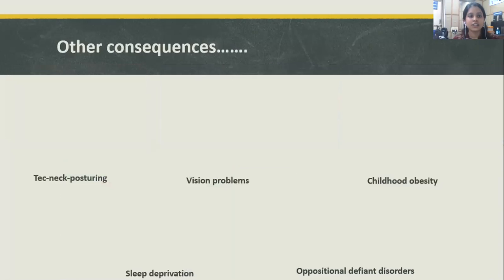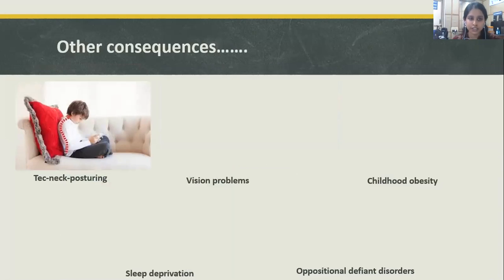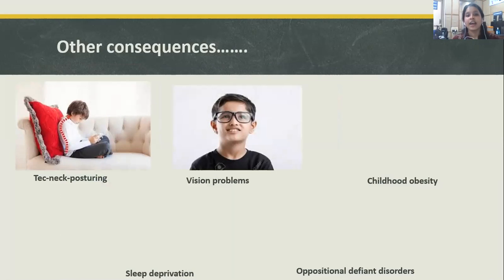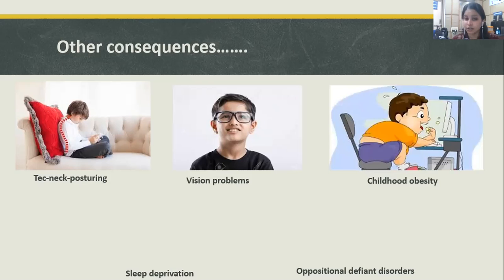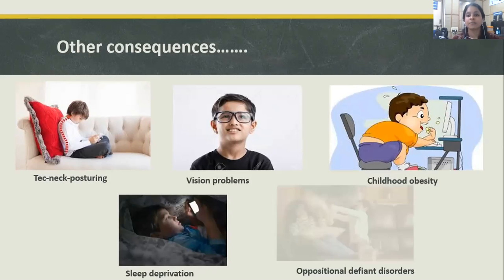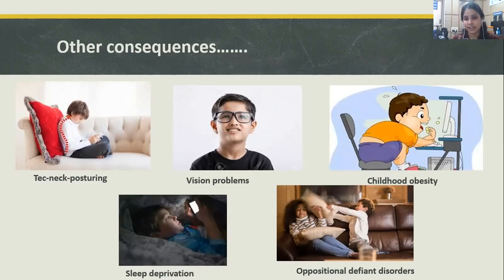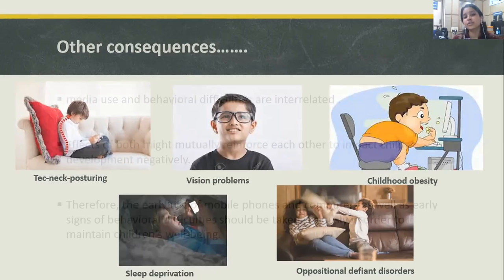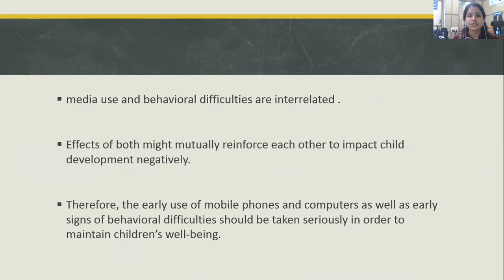Other consequences can be technique posturing, where you can see the posture of this child. It's going to be a big problem in the future. And vision problems, childhood obesity, sleep deprivation, and oppositional defiant disorders. So media use and behavioral difficulties are interrelated. Therefore, early use of mobile phones and computers, as well as early signs of behavioral difficulties or language problems, should be taken very seriously, because you have to maintain the child's well-being.